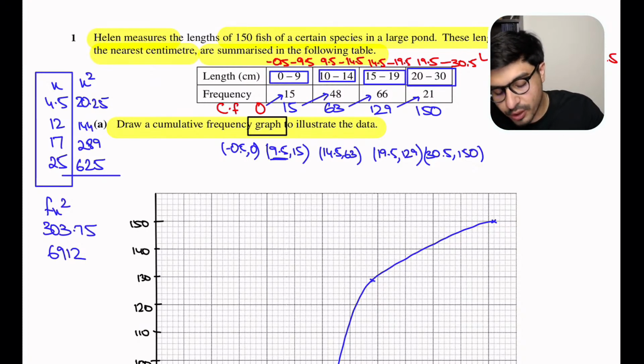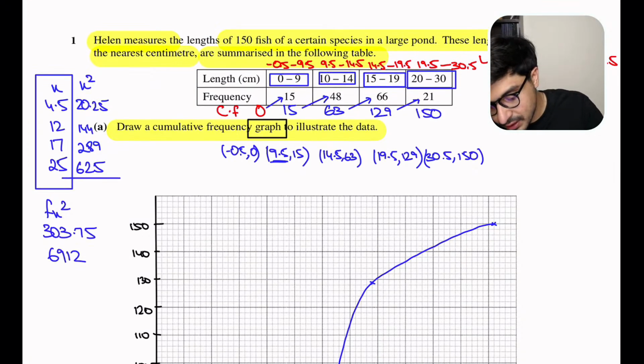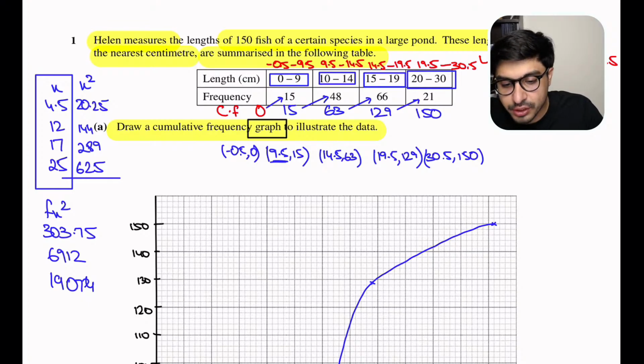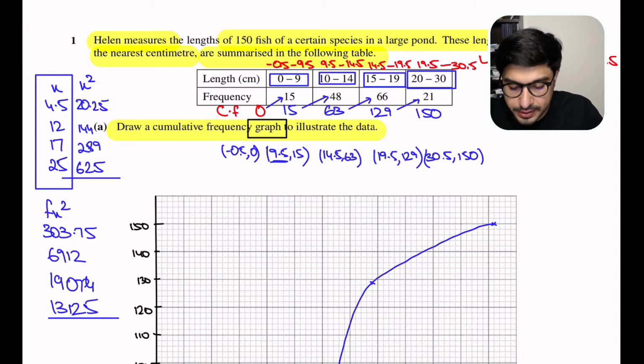Then we're going to be looking at 66 multiplied by 289, because 289 is the x square over here and this is the frequency. So 66 multiplied by 289 is going to be 19074. Then it is going to be 21 multiplied by 625, which is 13125, right? So we're going to total this up: 303.75 plus 6912 plus 19074 plus 13125.